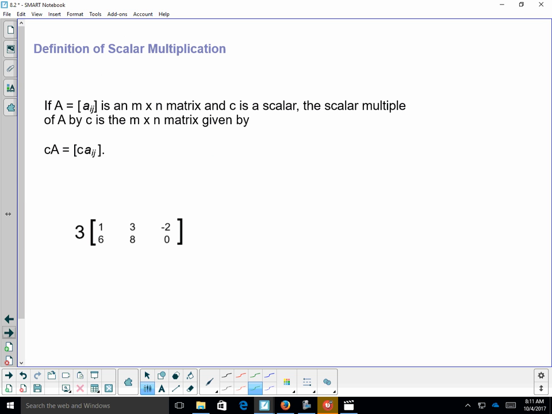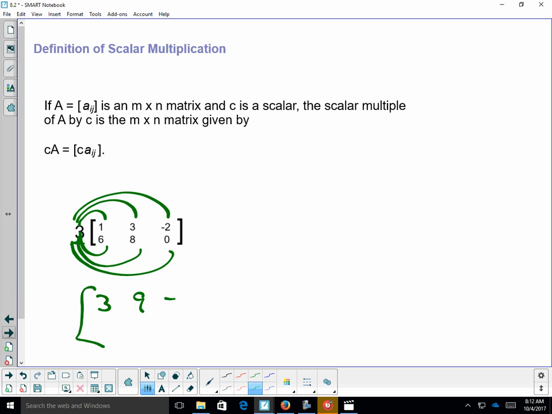Okay, the next type of multiplication is what's called scalar multiplication. A scalar multiplication is when you have a number outside the matrix, and what you're going to do is make that matrix 3 times larger in this case, which means that every element has to be multiplied by 3. So it's kind of like doing the distributive property. That 3 has to be multiplied by everything inside the matrix. So when I do that, I'll have 3, 9, -6, 18, 24, and 0. That is all scalar multiplication does: you multiply every single element by whatever the scalar is.